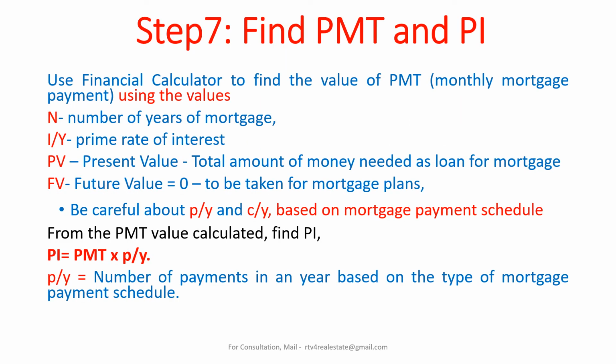Step 7, find PMT and PI. Use financial calculator to find the value of PMT, monthly mortgage payment, using the values. N equals number of years of mortgage. IY equals prime rate of interest. Use the Bank of Canada rate. PV equals present value, total amount of money needed as loan for mortgage. FV equals future value equals 0, to be taken for mortgage plans.